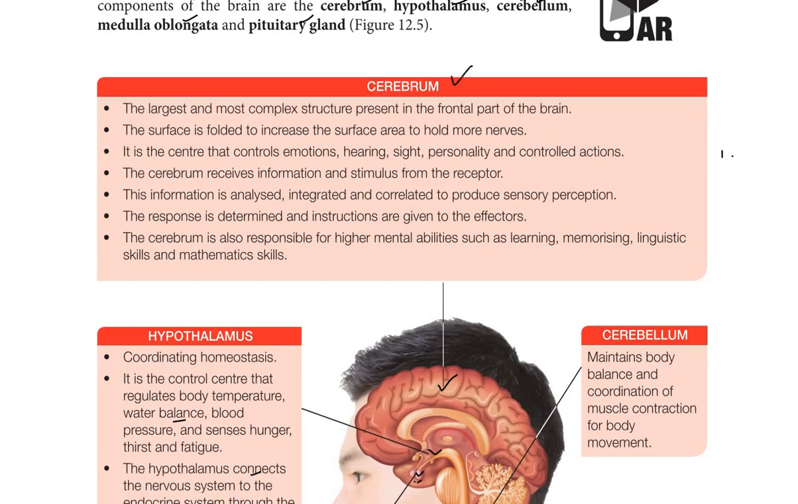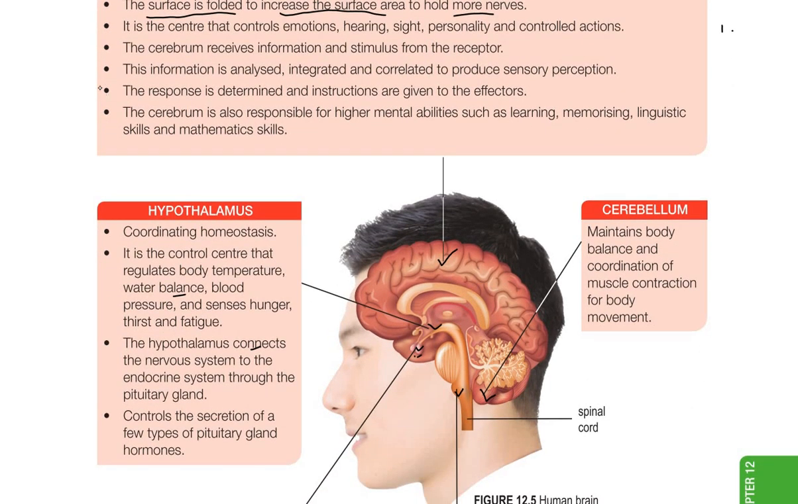Cerebrum, the largest and most complex structure, present in the frontal part of the brain. So at the front part of the brain. The surface is folded to increase the surface area to hold more nerves. You can see that the surface of this cerebrum is folded, right? Why is it folded? To increase the surface area to hold more nerves.